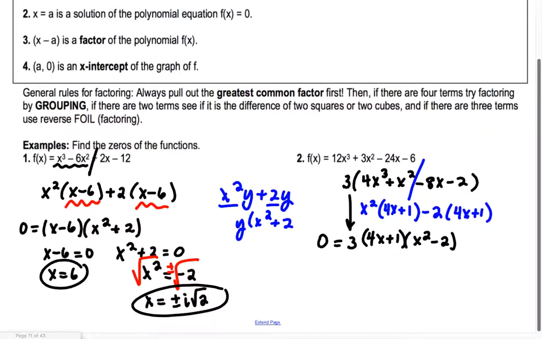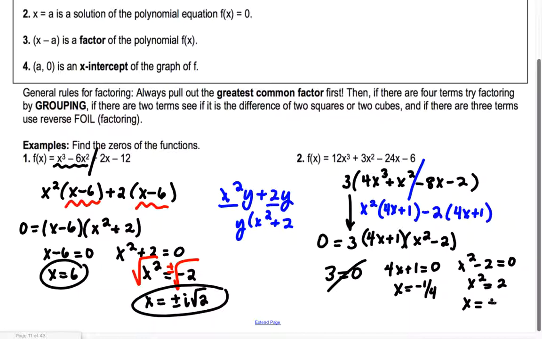And I'm finding the zeros, so I'm setting it all equal to 0. So the first one, I don't have 3 equals 0. That doesn't work. Do you guys see if I had 3 equals 0, that's not giving a solution? So I say 4x plus 1 equals 0, and x squared minus 2 equals 0. So when I subtract the 1 and divide by 4, I get negative 1/4. What do I get for the other one? Plus or minus the square root of 2. Perfect. So I have 3 solutions. Since it's x cubed, you guys remember the maximum number of answers you can have is 3.